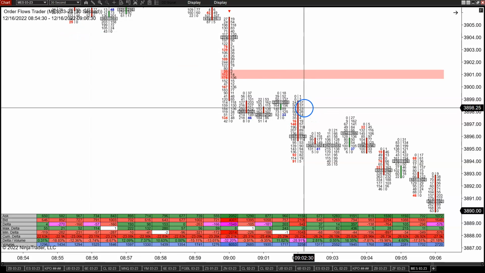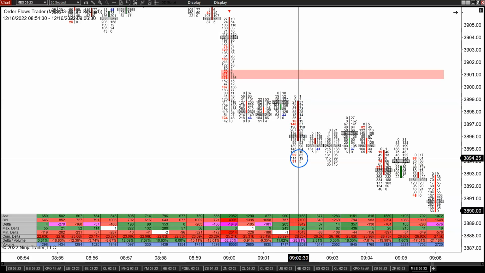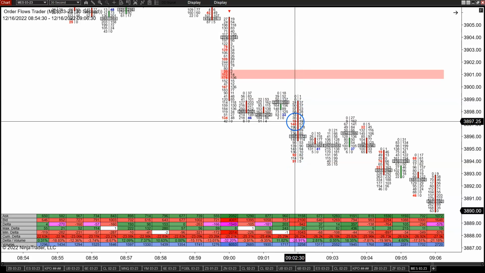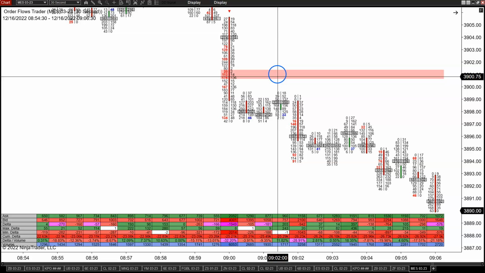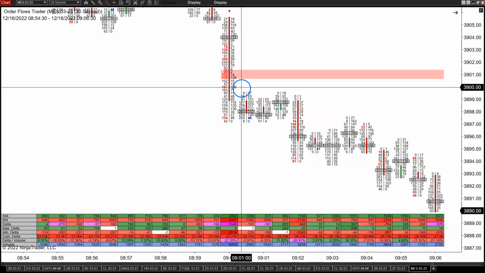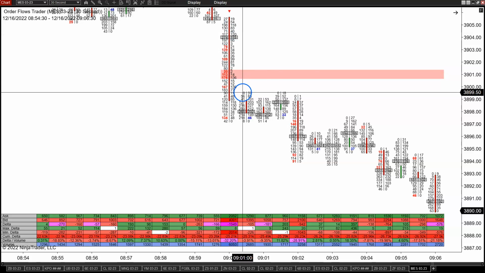So we have a bar here. It's got 1, 2, 3, 4 selling imbalances. This is a bar with multiple imbalances. Usually the minimum is 3 that I like to see. Honestly, the more the better. And this market had been selling off from 3,900, where the stacked selling imbalances were. We'll just say from 3,900, which is here. But we're breaking out to the downside here.